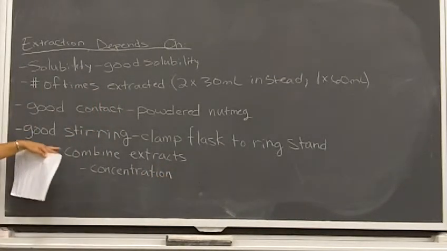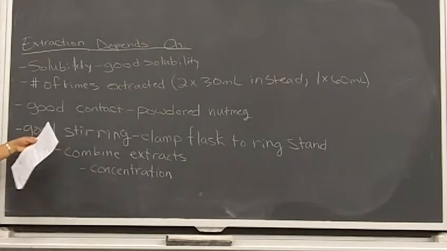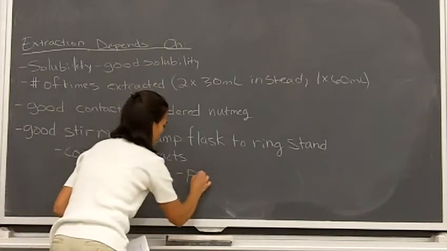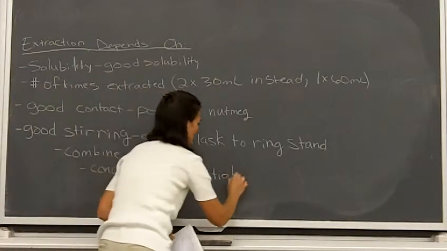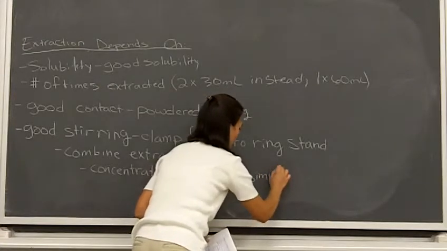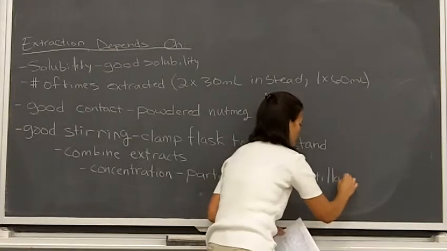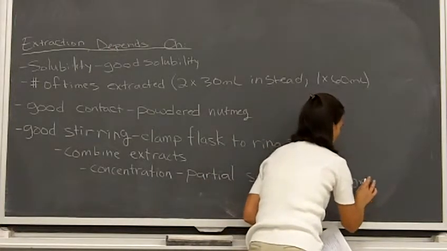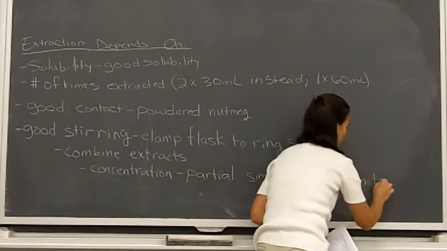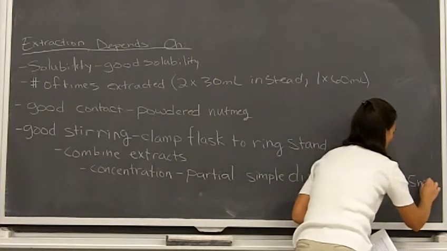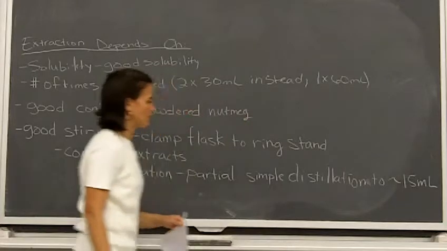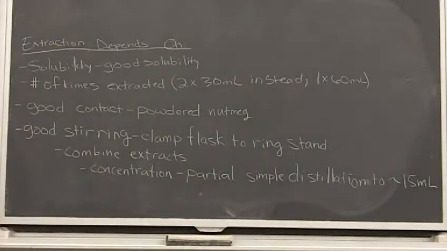We did a simple distillation two weeks ago. We're going to use simple distillation again, but we're going to use a partial simple distillation. So you're going to distill down to about 15 milliliters. Okay. And you're going to use your 250 milliliter round bottom flask for the distillation and a hot water bath, not a heating mantle, hot water bath for the distillation.